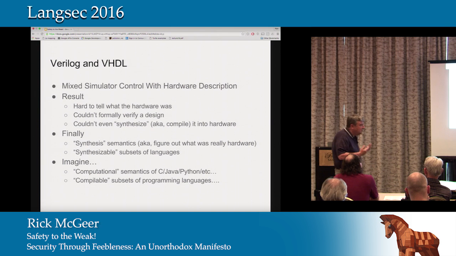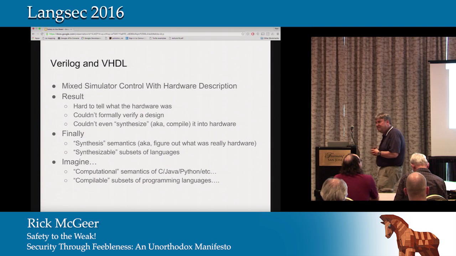And you couldn't even synthesize. In fact, I remember I was on a panel at DAC, I think, in 1999 or something, on hardware description language. And the guy from the VHDL users group said, VHDL is great. It's just that all the synthesizers suck. Yeah, great. That's because the language is an ambiguous piece of crap, right?